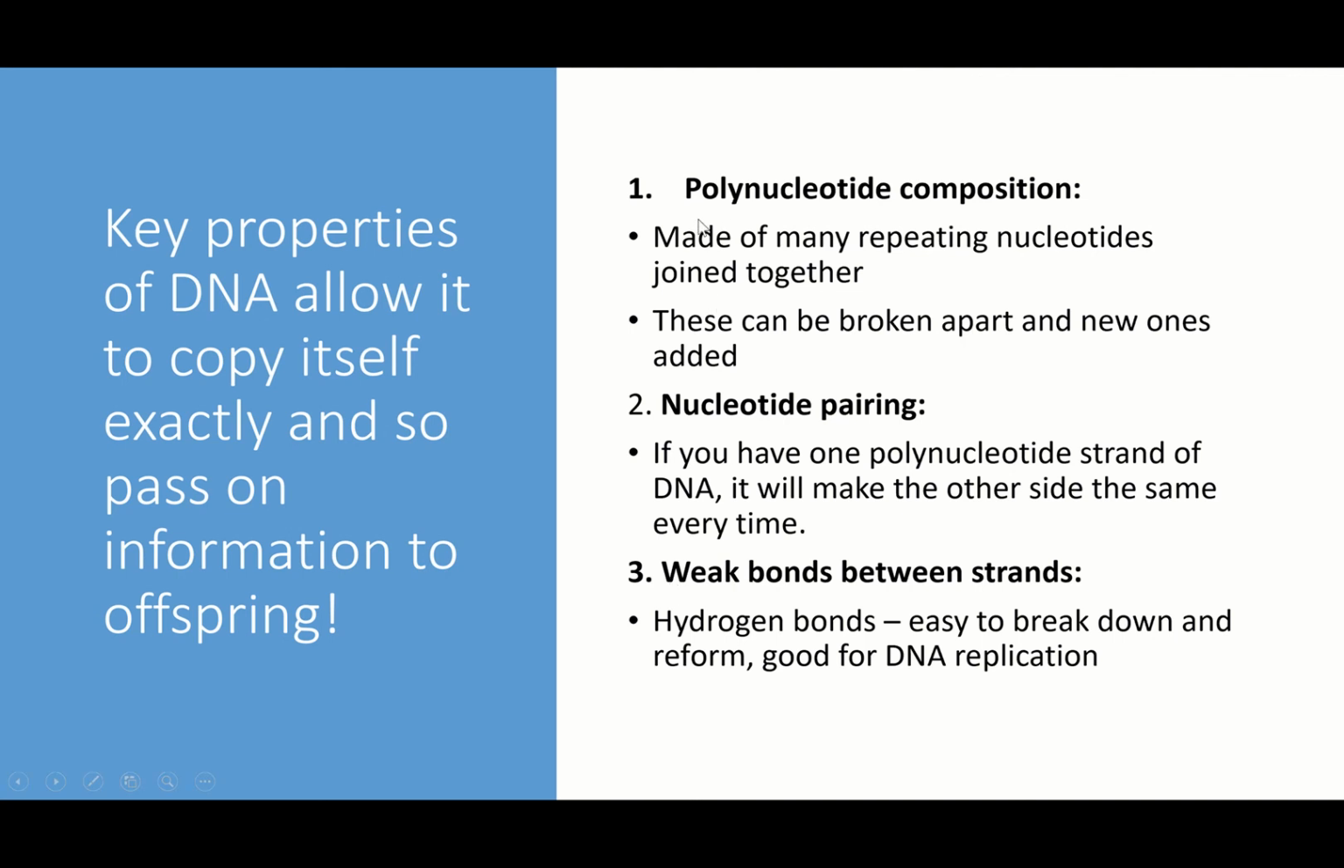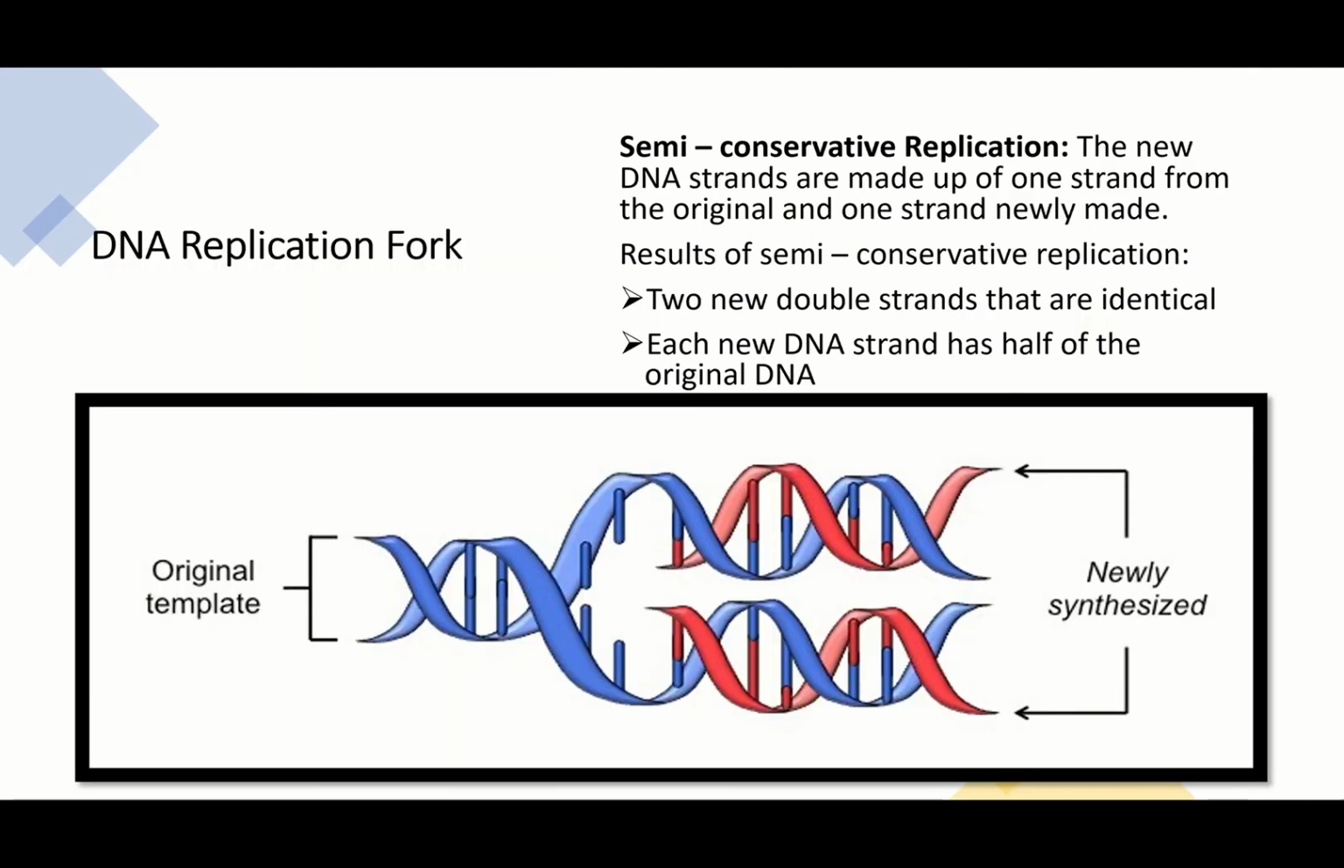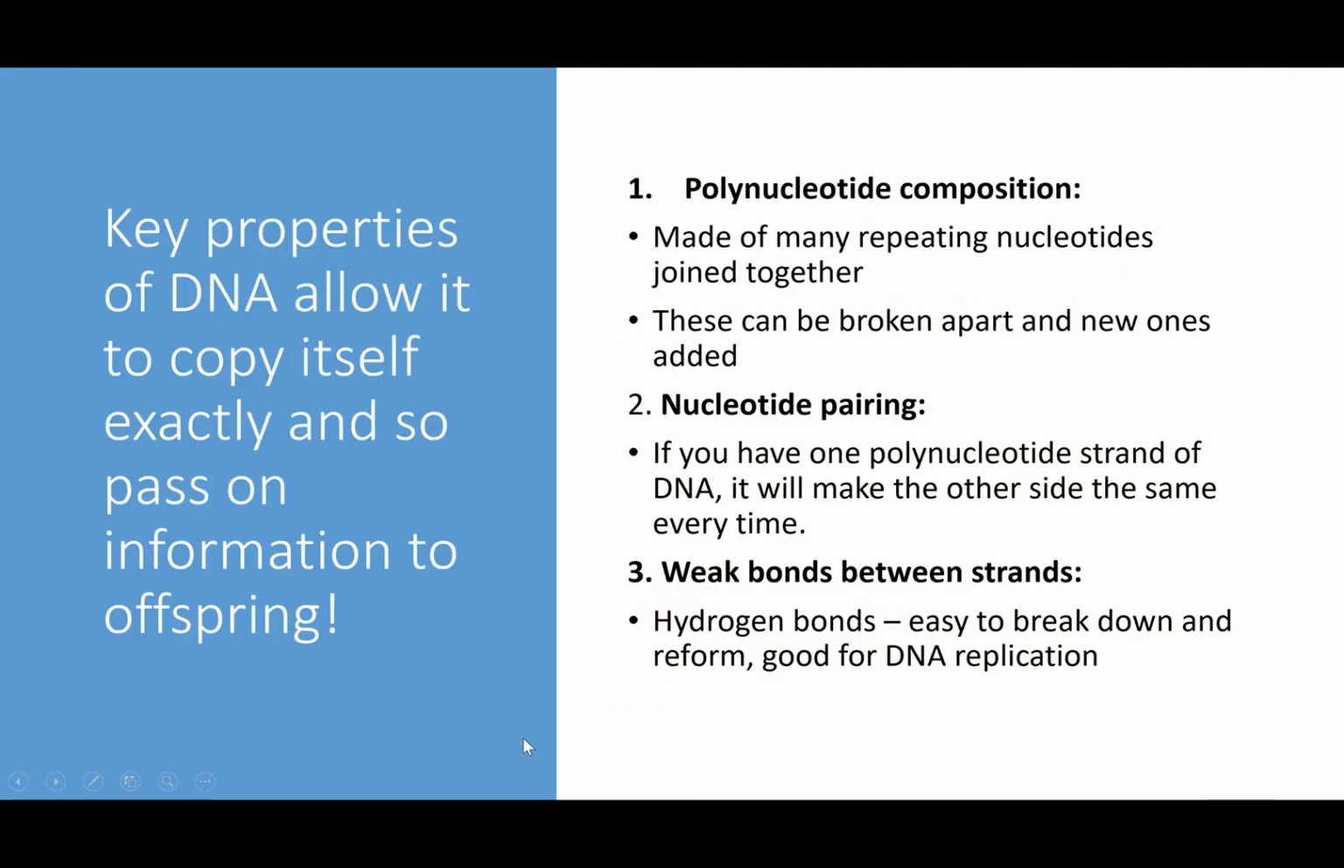Okay, so a double helical structure, you have two strands of DNA. Between these two strands, what's holding them together is a hydrogen bond. What's so good about hydrogen bonds is they're so easy to break down and reform, which is good for DNA replication. If you look at a hydrogen bond one at a time, they're actually pretty weak. You can break them apart very easily.